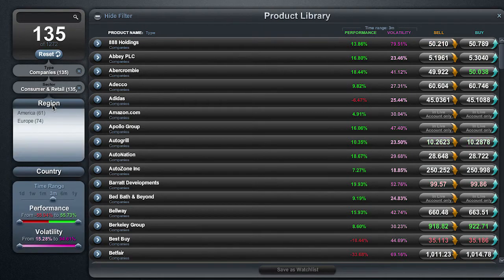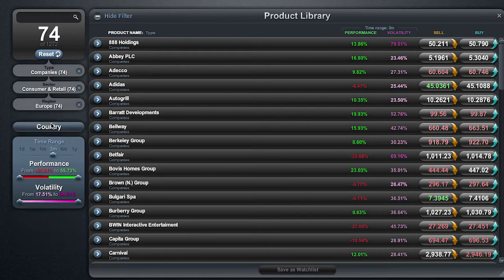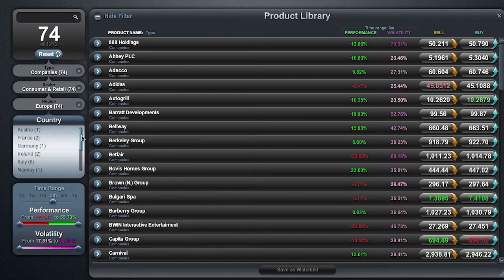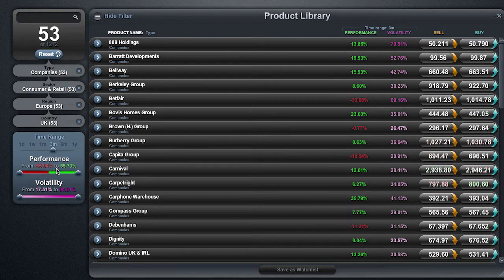Then I can go ahead and look at region, and we can filter by America or by Europe. So I'm just going to select Europe, and then finally you can look at country, and if I scroll down to the very bottom, I can select UK, and these are the 53 companies within the UK, Europe, and consumer and retail. Once again, quite a useful way to look at your major products.